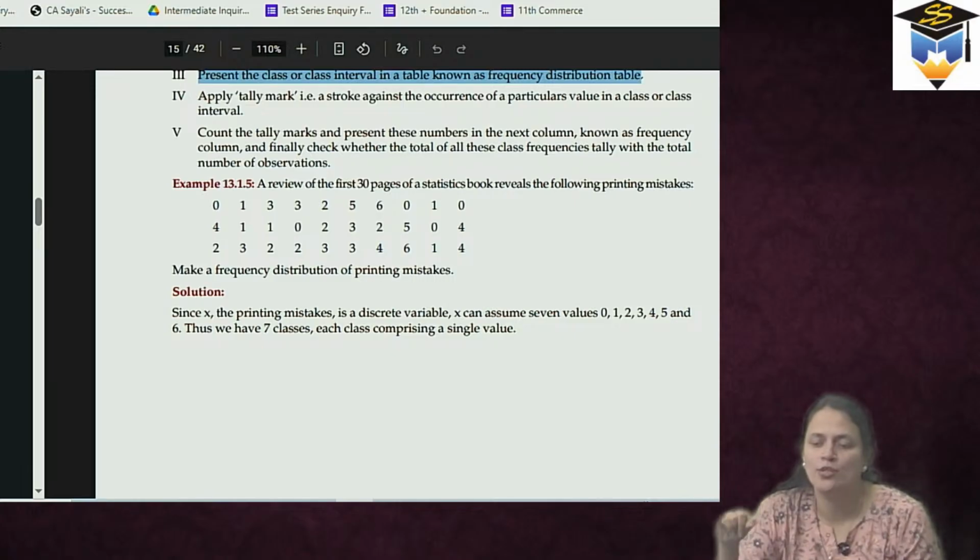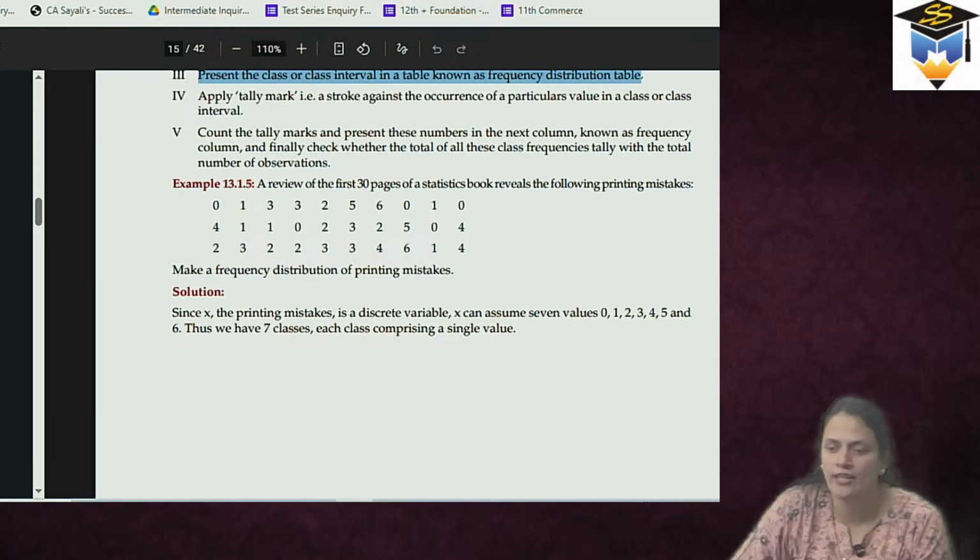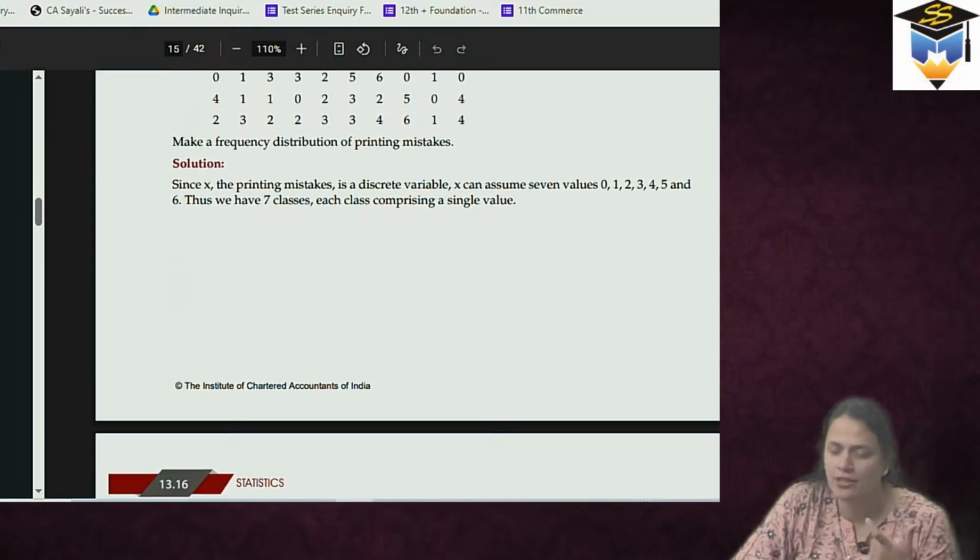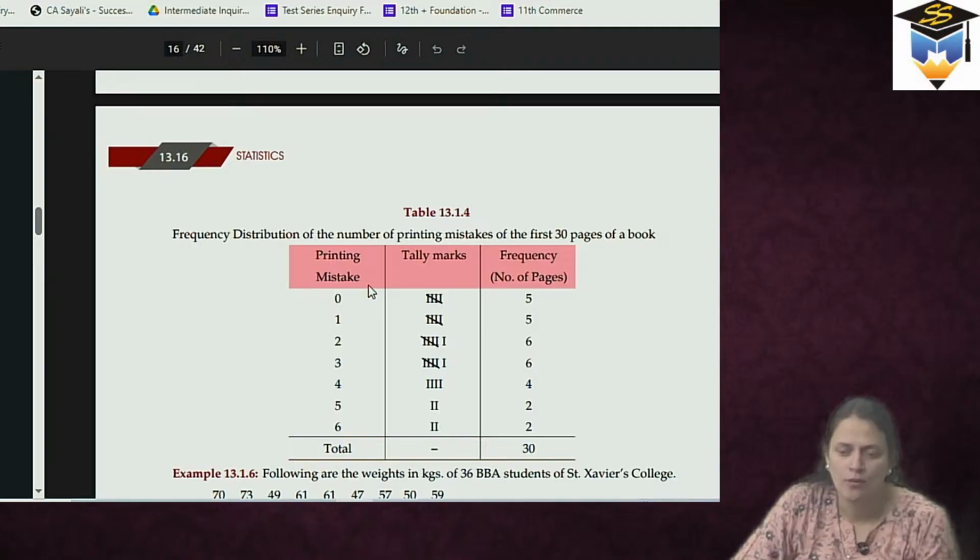So x can assume 7 values: 0, 1, 2, 3, 4, 5 and 6. Why not 7? Because 7 is not given over here at all. So you will form 7 values. You will take that x discrete variable can take 7 values. So अभी 7 values है 0 to 6.